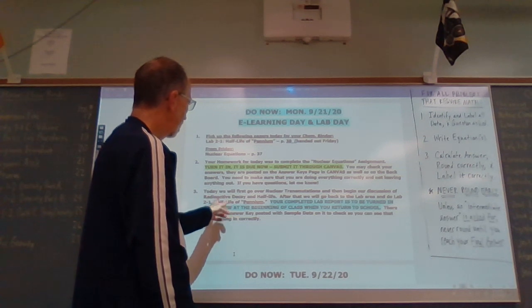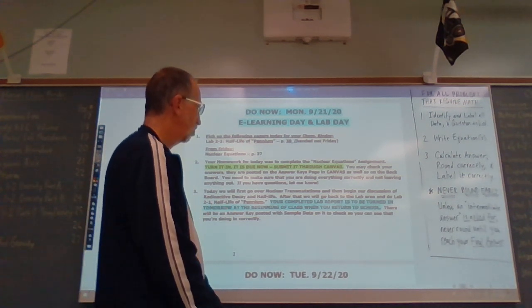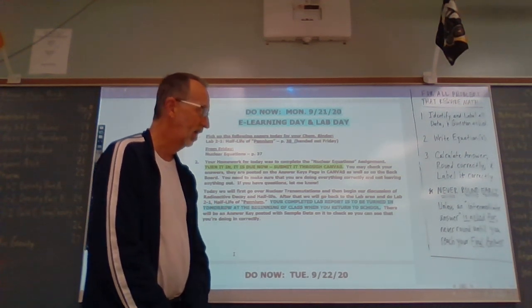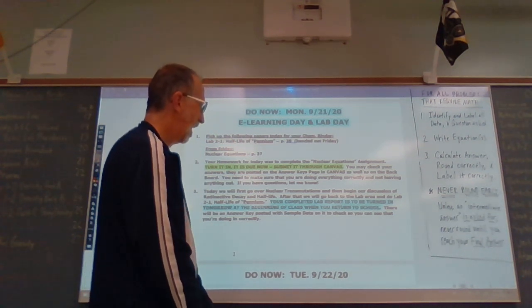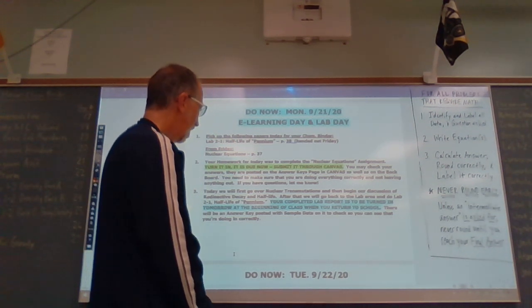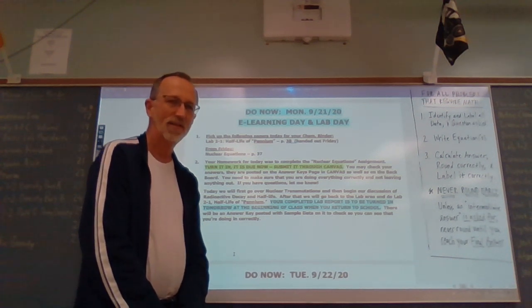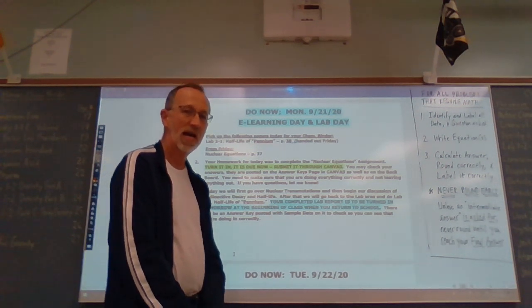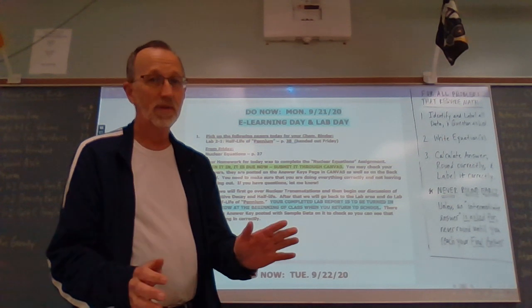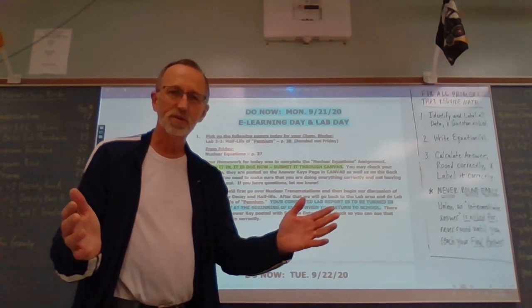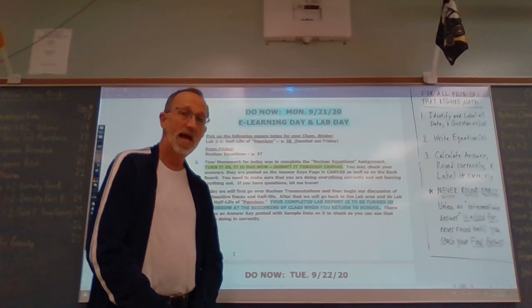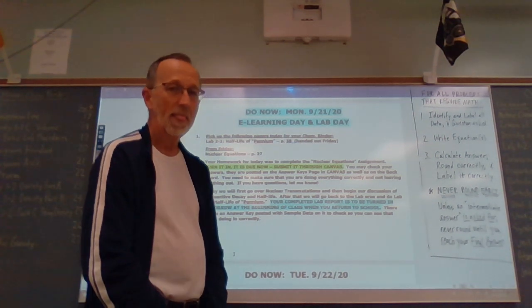So today we're going to first go over nuclear transmutations and then begin our discussion of radioactive decay and half-life. After that, we'll head back to the lab area and do Lab 2.1, the half-life of Pentium. This is a lab that you did in regular chemistry. Of course, you guys are in Chem 2.